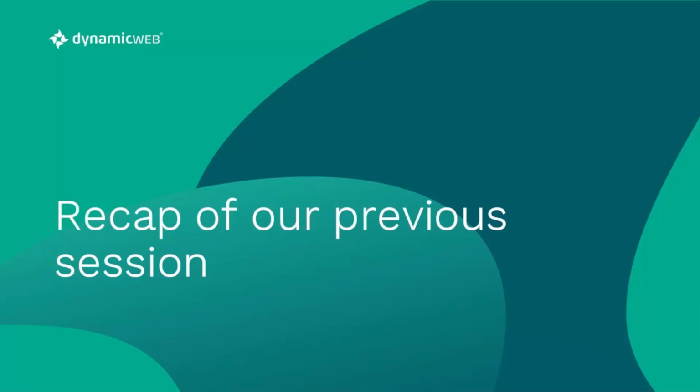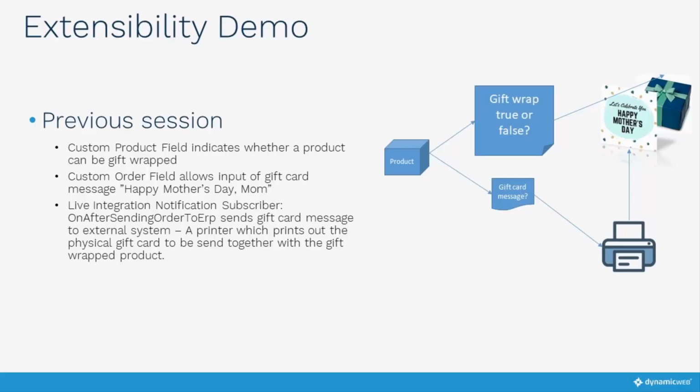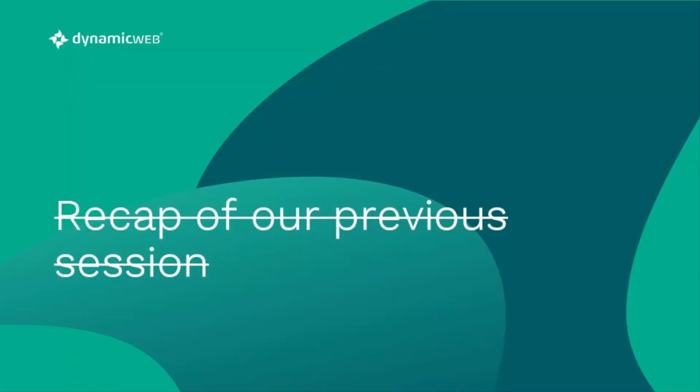Some viewers of this session might not have seen the other session, so I'll do a quick recap of the extension scenario that we did in the first session, so that we have everything fresh in mind before we move along. In that session, we added a new product field, we added a new order field, and we extended the live integration to send a gift card message to an external system once the order was created by the ERP system. And in this session, we'll show how to send the value of that product field and receive the value of the order field. And we'll get to that in a brief moment.